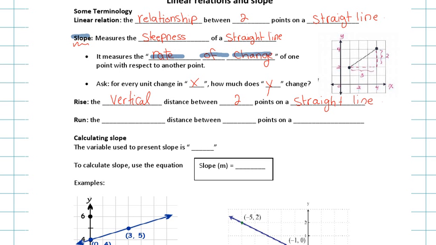And the run is the horizontal distance. So when you said go 5 to the right, that's horizontally you're going 5. So it's the horizontal distance between 2 points on a straight line.